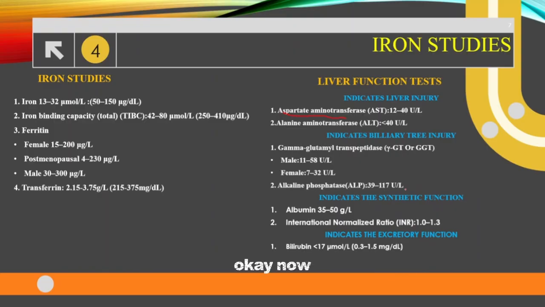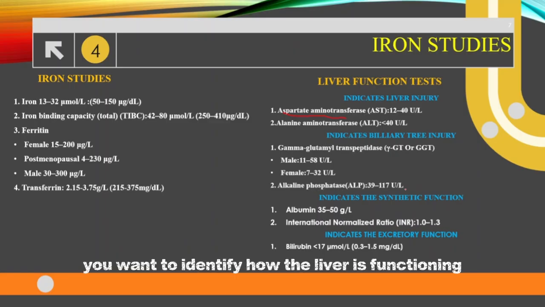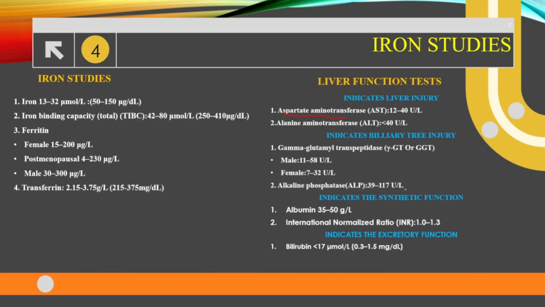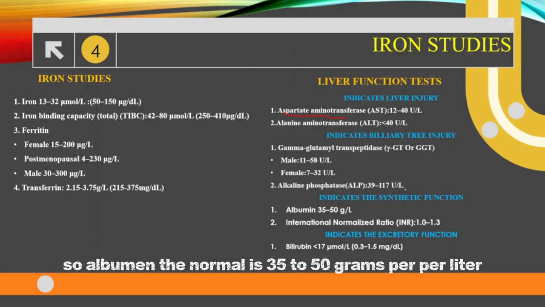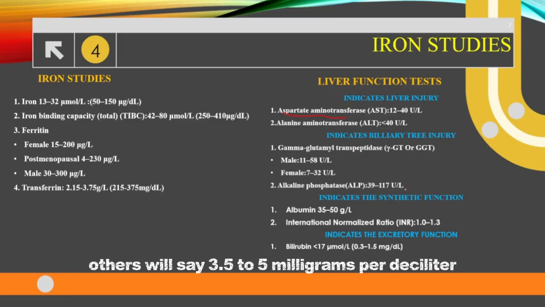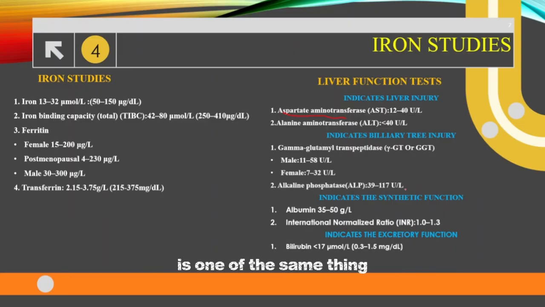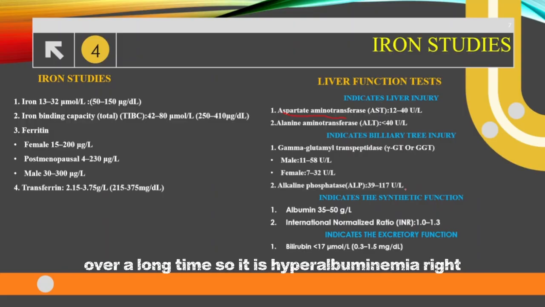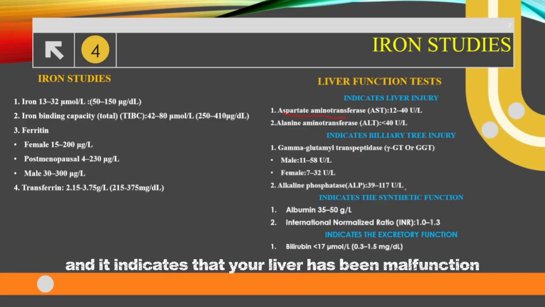Now, the second part of the liver function test is the synthetic function. You want to identify how the liver is functioning by producing proteins, so you will determine albumin. The normal albumin is 35 to 50 grams per liter. Others will say 3.5 to 5 grams per deciliter. It's one and the same thing. If your albumin is less than 35, it means your liver has not been working over a long time. It is hypoalbuminemia, and it indicates that the liver has been malfunctioning.